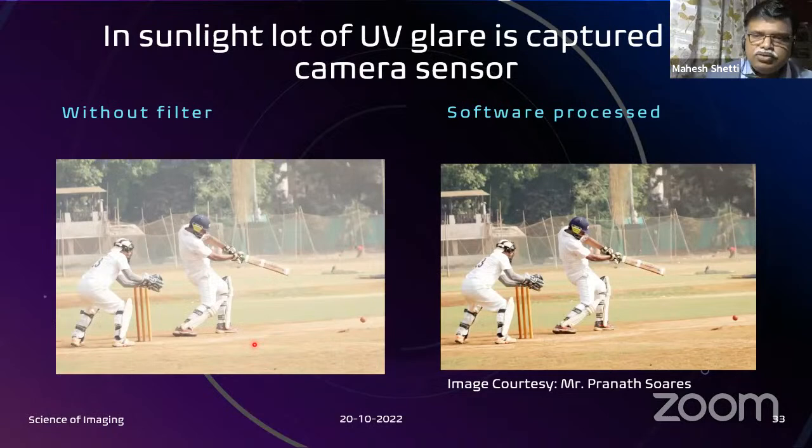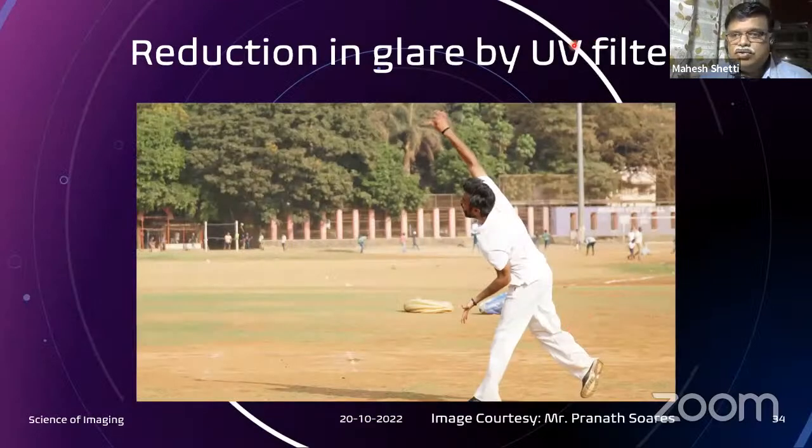Now, one way to remove that is you can use software processing. Another way to do that is you can use a UV filter. Of course, this is a different moment because he couldn't click the same moment with UV filter on the camera and without UV filter, but you can see in the same ground at the same time how clear the picture is, because he has put a UV filter on the lens and the clarity improves.